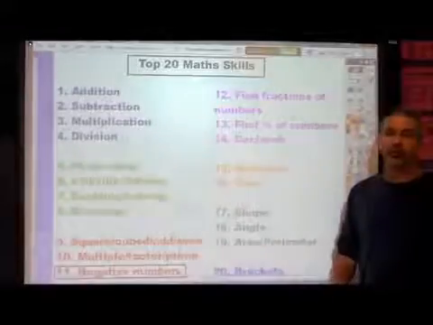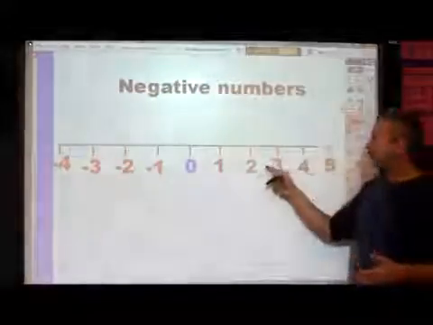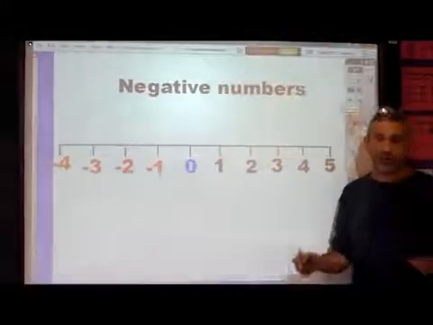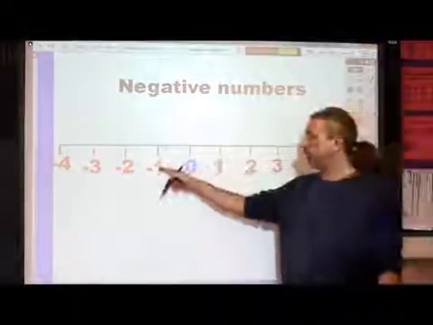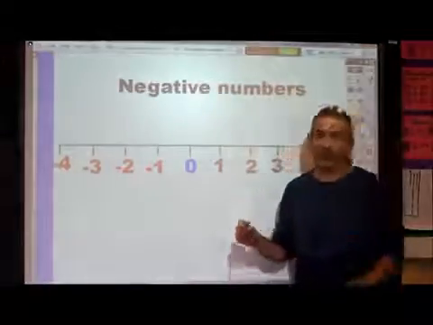20 math skills number 11, negative numbers. When you count down 5, 4, 3, 2, 1, 0, the numbers don't end there. 1 less is minus 1, 1 less is minus 2, 1 less is minus 3, 1 less is minus 4.